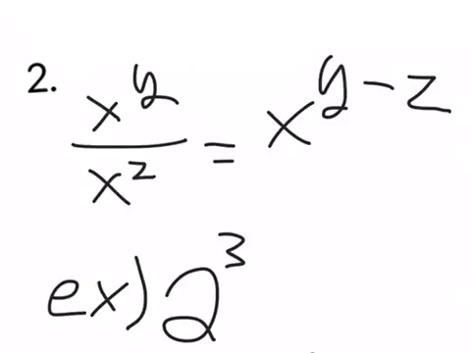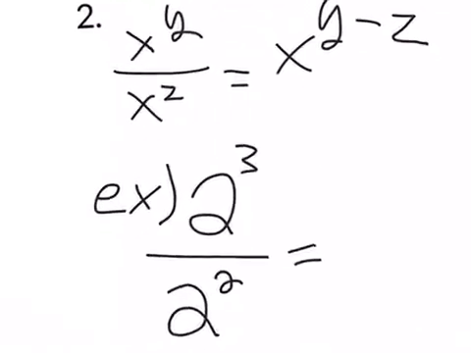So now this is kind of like the multiplication rule, but it's a little bit different. Here we are working with division. So instead of adding like we did before, we now have to subtract. And it only works with common bases, just like before. So now let's try an example.